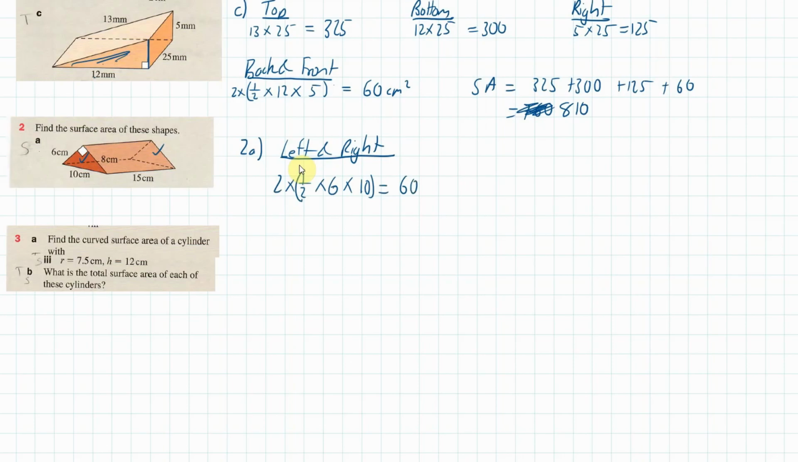Let's do the bottom. So I'm now looking at this bit here. Now the bottom is going to be 10 by 15, which is 150. Now the only other ones left are these ones, the right and left.